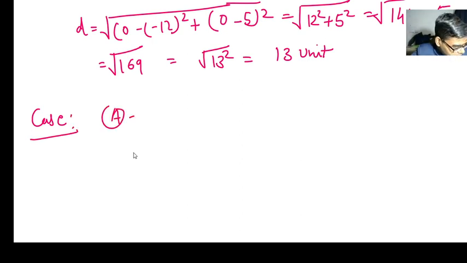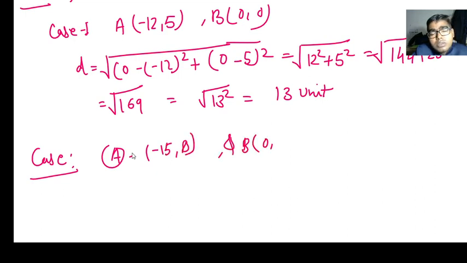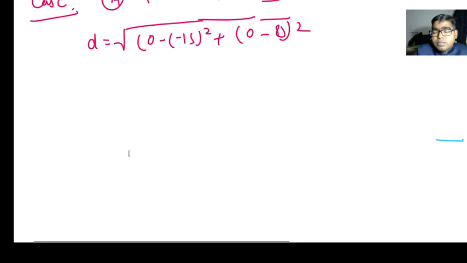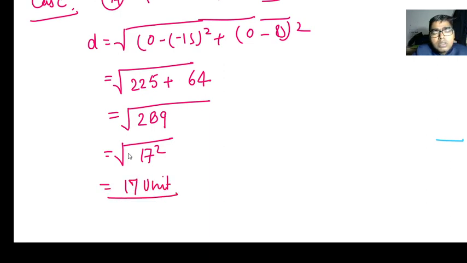In case 2, let us see how you find the distance. Point A is given to you as minus 15 comma 8 and point B is 0 comma 0. So the distance d is the square root of 0 minus 15 whole square plus 0 minus 8 whole square. That is 15 square, which is 225, plus 64, which is 289. The square root of 289 is 17 units. And friends, let us take another example.